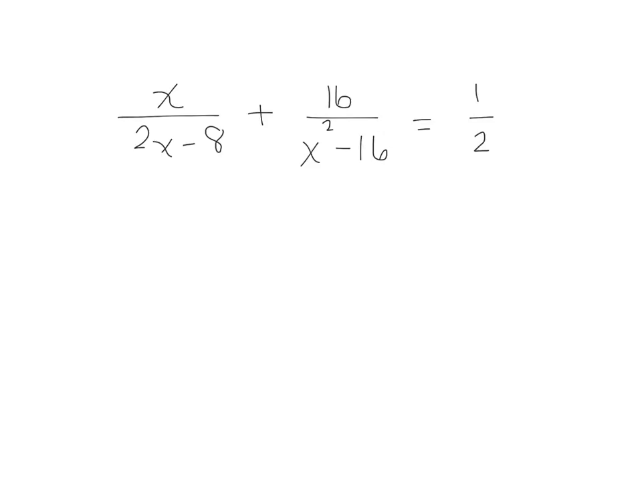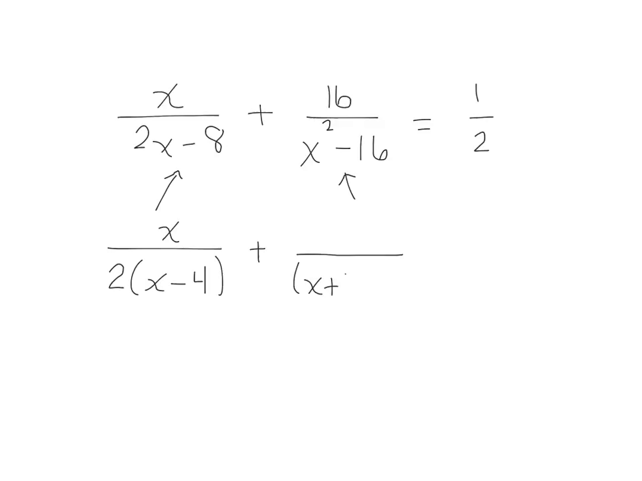So step one, we want to factor our denominator. Our first denominator here obviously has a greatest common factor of 2. We'll be left with x minus 4. We'll leave the x on top. Our second denominator we recognize is a difference of squares, and we know that that factors to x plus 4, x minus 4. We'll leave the numerator alone for now. And obviously our last rational expression is just the fraction 1/2, no factoring involved.